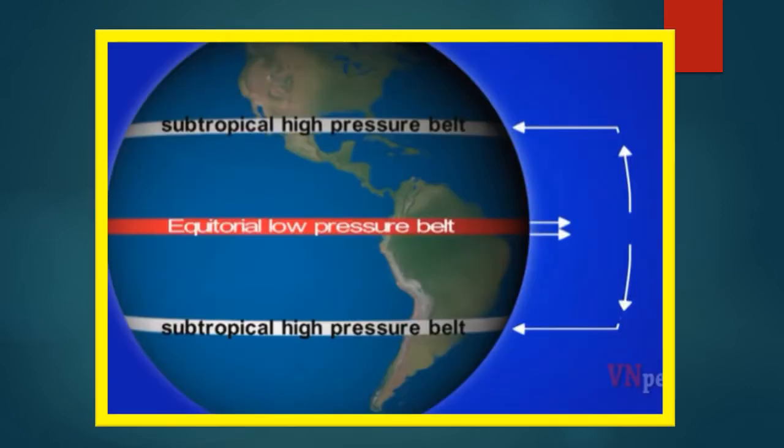So children, here you can see that the warm air at the equatorial low pressure belt rises, and then it rises up and cools by meeting the cold air coming from the polar regions. It cools and becomes dense and then sinks down on the earth and forms a high pressure belt called the subtropical high pressure belt between 30 and 35 degrees north and south of the equator.